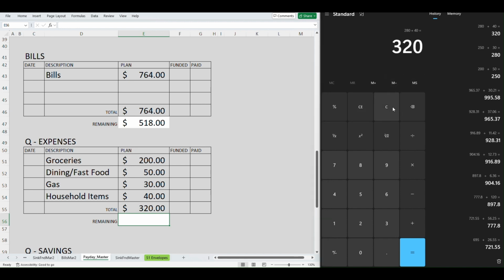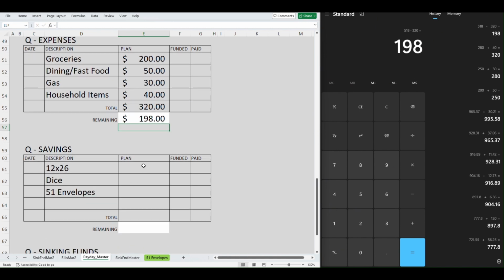Then I take my remaining amount from the last category, 518 minus 320. And now my new remaining amount is 198. In the savings category, we've got 12 by 26, which is always $12.